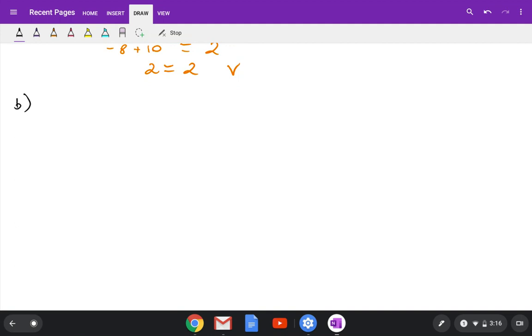For B, we have 3 over 4 plus (5 plus a) over a equal to 1/2. So step 1, factor denominators.